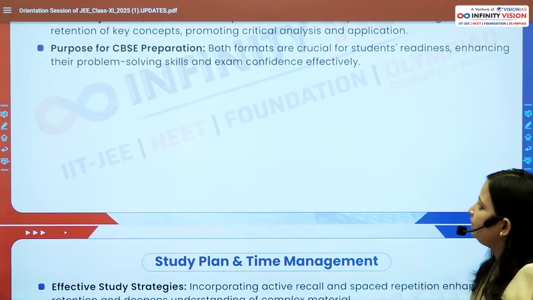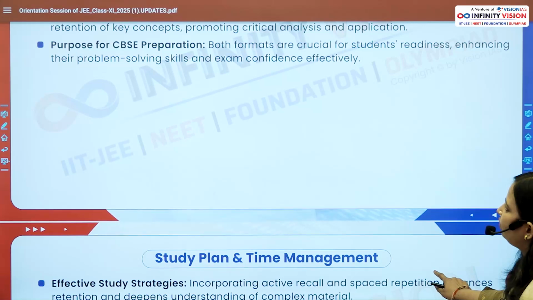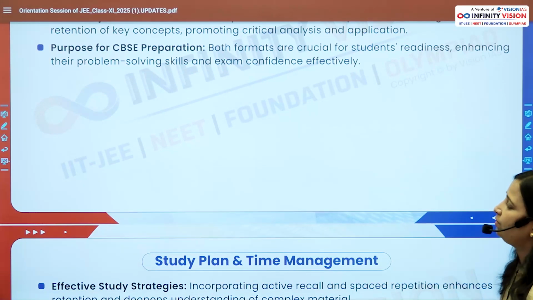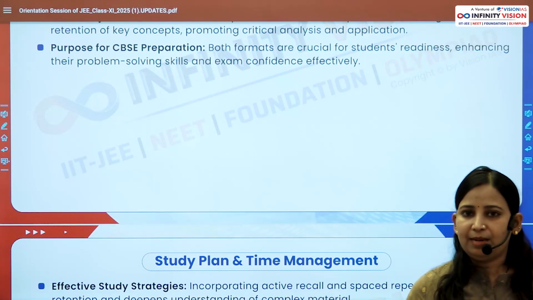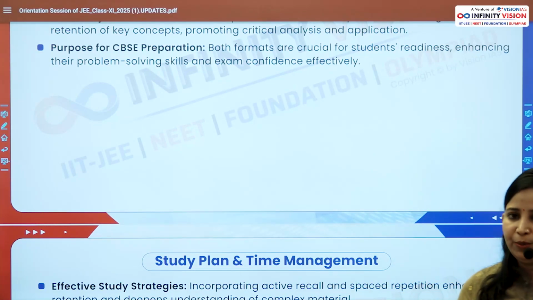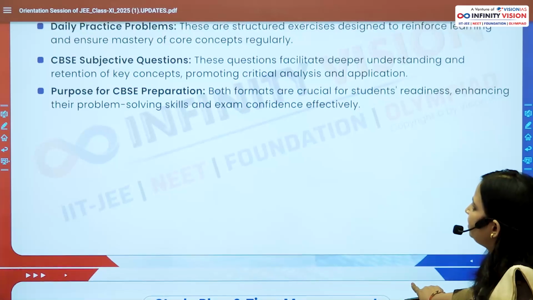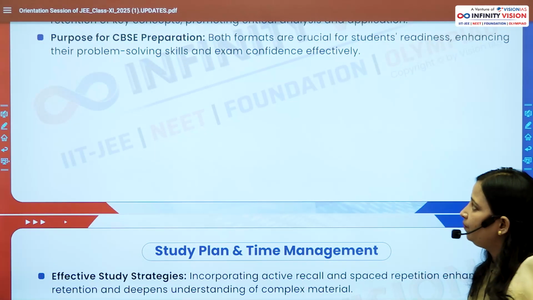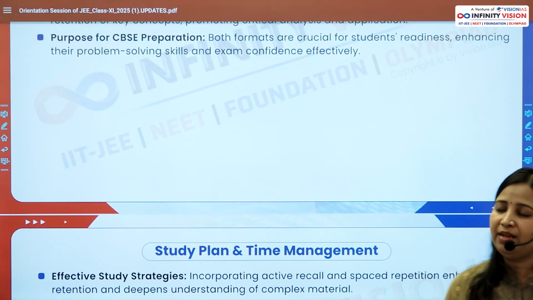Now, purpose of CBSE preparation. Both formats are crucial for students' readiness, enhancing their problem-solving skills and exam confidence. Okay, when he or she is continuously attempting the different exams, and is sincerely doing the DPPs and CSQ, then he or she builds confidence and gets prepared for their exams.